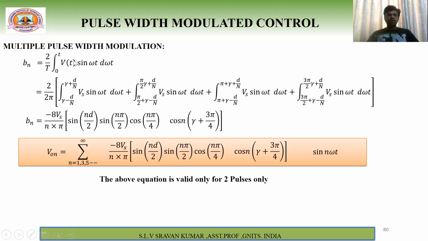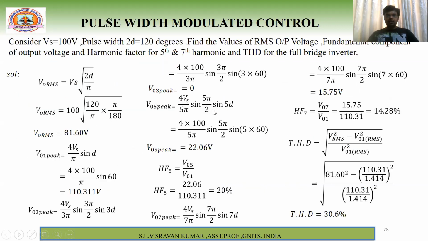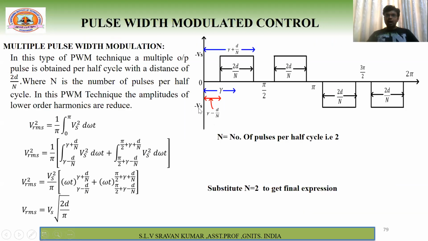Now we'll discuss this. Bn is equal to 2 by T integral 0 to T v of t sin omega t d omega t, right? What is the time period for the full cycle? You have to consider 2 pi, right? What is the first pulse? This is the first pulse: gamma minus d by n to gamma plus d by n.